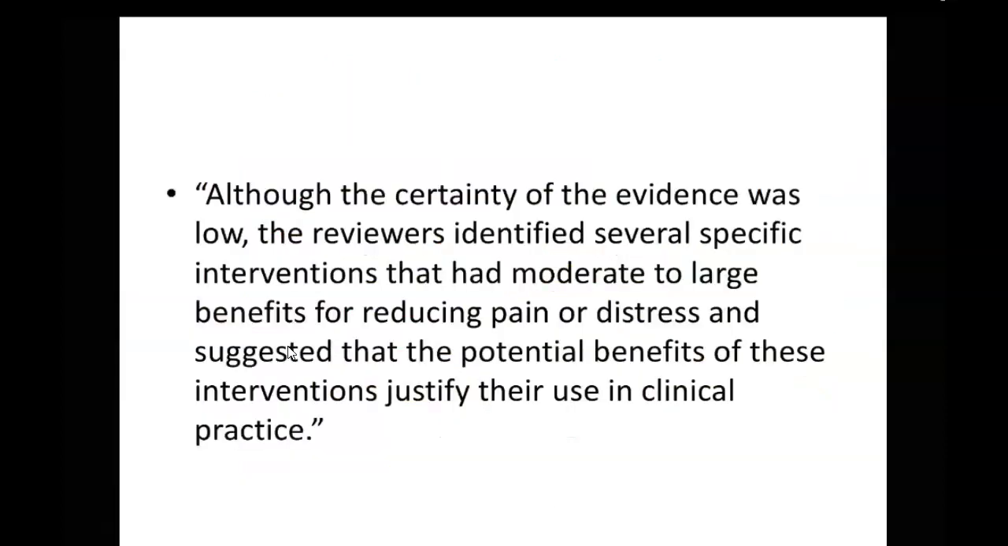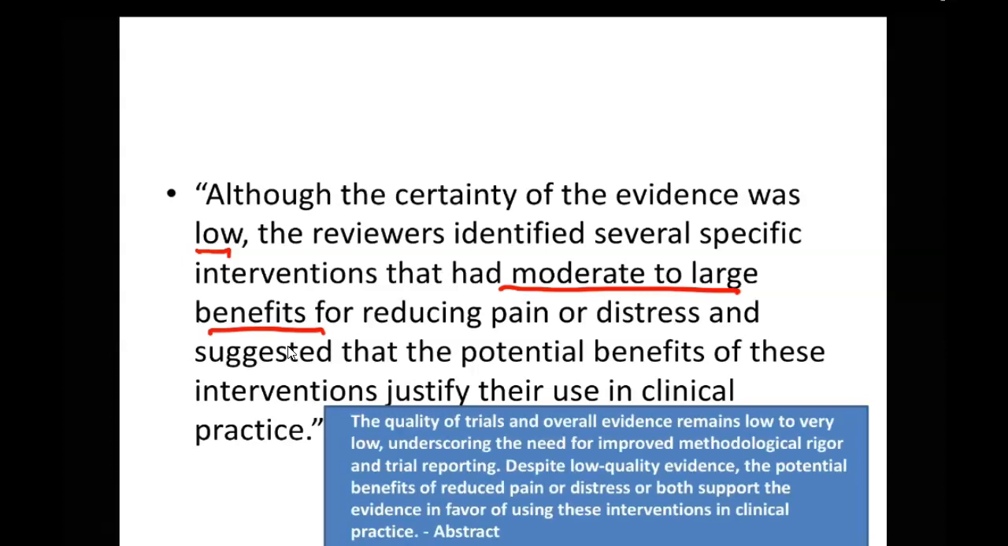So here's the example from Professor Wieland's summary. Although the certainty of the evidence was low, the reviewers identified several specific interventions that had moderate to large benefits for reducing pain or distress, and suggested that the potential benefits of these interventions justify their use in clinical practice. So here's where she took that from, from the abstract again. The quality of trials and overall evidence remains low to very low, underscoring the need for improved methodological rigor and trial reporting. Despite low quality evidence, the potential benefits, and so on, right, what she says.